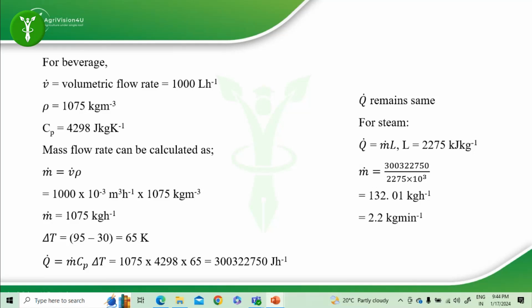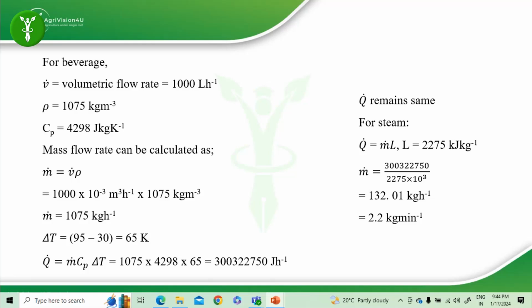Yes, ma'am. Okay. So in the case of steam, the value of Q is equal to the mass flow rate multiplied by the latent heat of steam at the given temperature. So we have the formula Q is equal to M into L, where L stands for the latent heat. Put the value of Q, put the value of L. Since the value of L here is 2275 in kilojoule per kg, we will be converting it to joule per kg, so multiply it by 10 raised to 3.